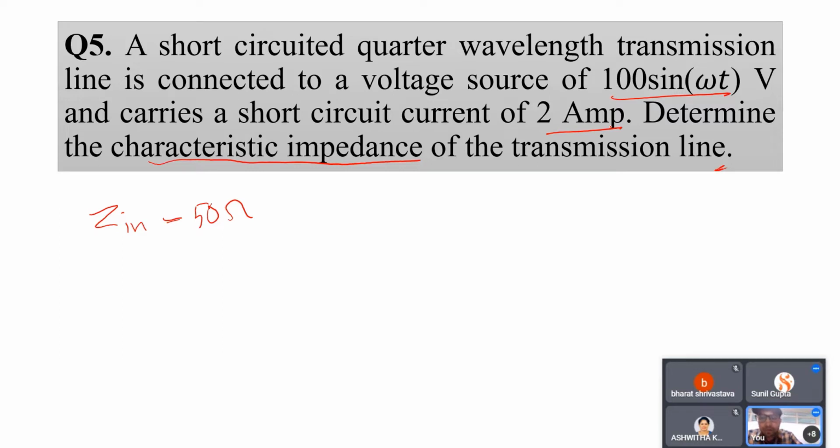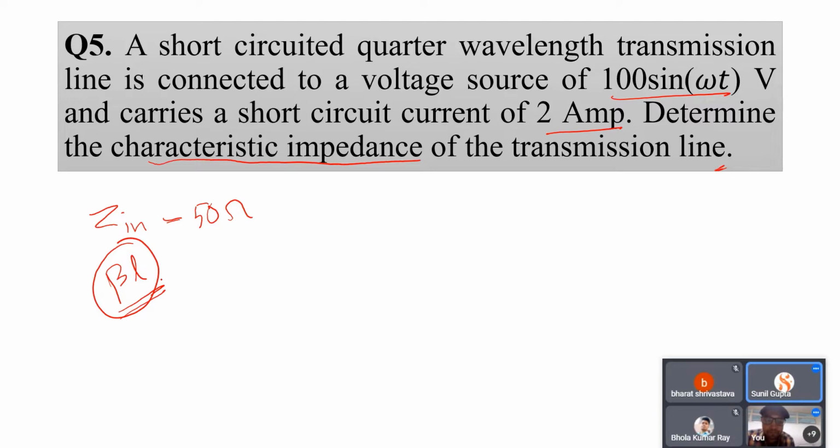But there you have to define the value of beta into L. You don't have this value, so how can you find it? That is the problem. Yes, first of all, it is a quarter wavelength. That means beta L is equal to pi by 2. Beta is equal to 2 pi by lambda, so beta L is equal to pi by 2. Yes, you can use that method, I think.